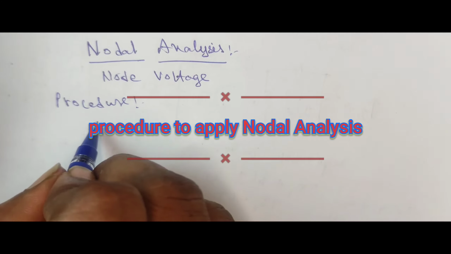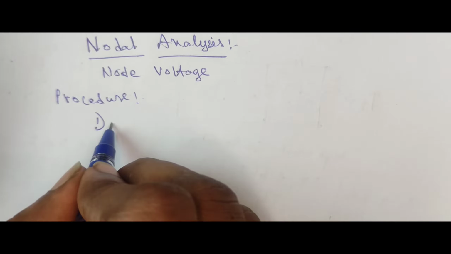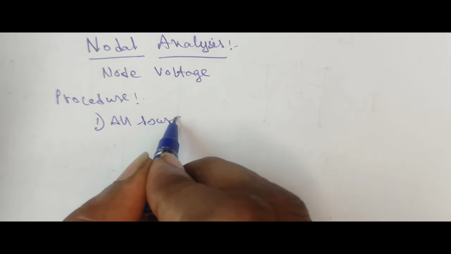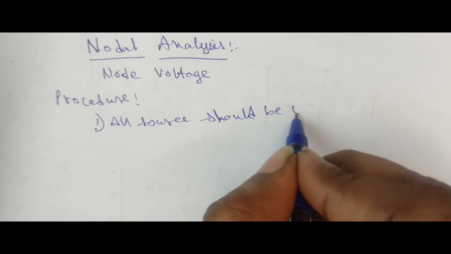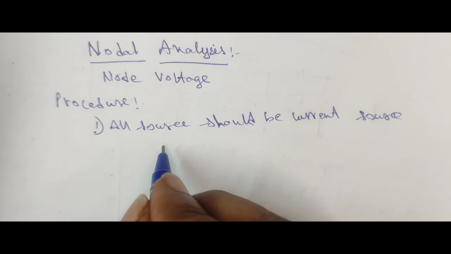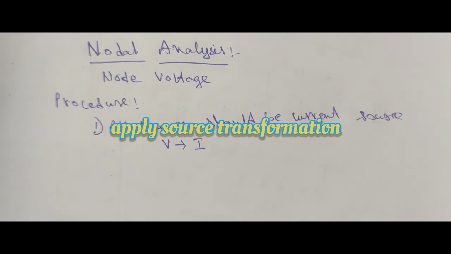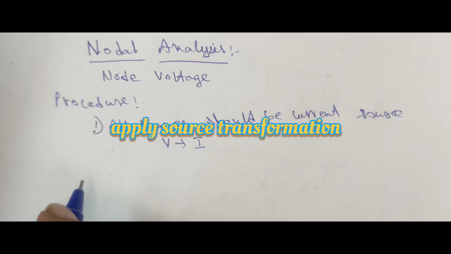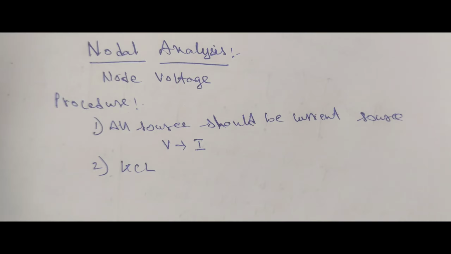In the procedure, first we need to ensure that all sources should be current sources. If a voltage source is present, convert that to a current source using source transformation. If you are not using source transformation itself, no issue in nodal analysis. And here we need to apply Kirchhoff's current law. So this nodal analysis is applicable on node points only.